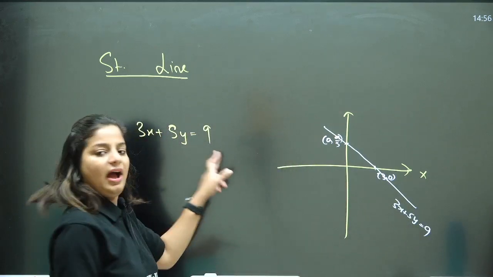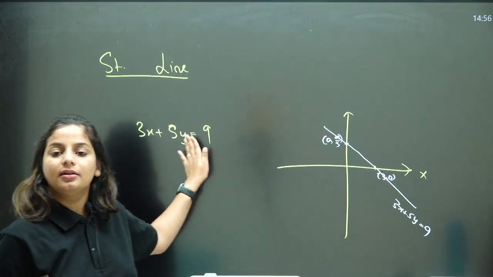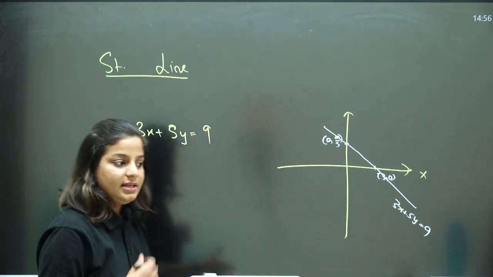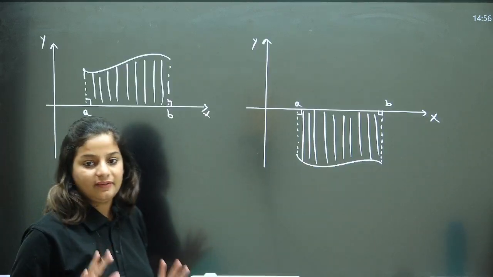So always when you have to draw a line, put x and y coordinate 0 one by one, join the points, get a line. We are going to need these diagrams.